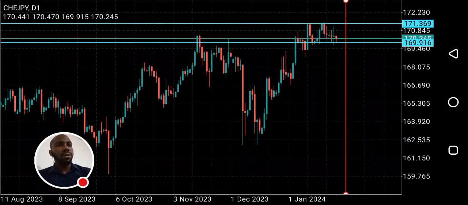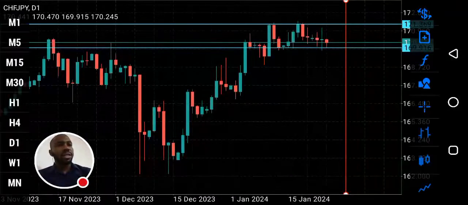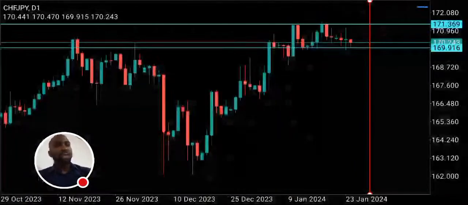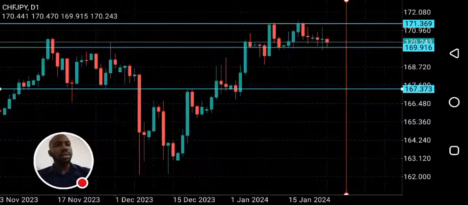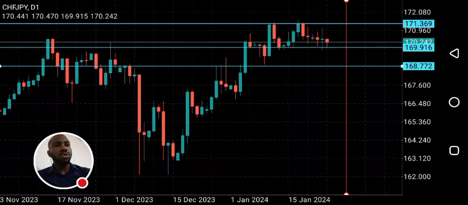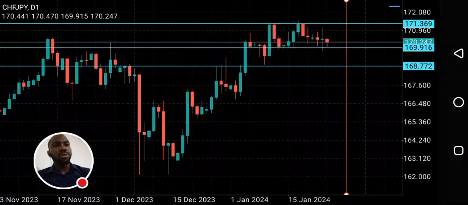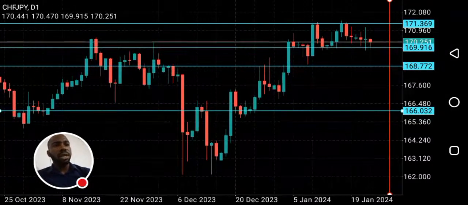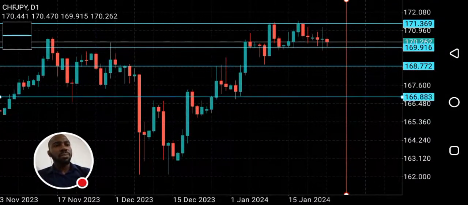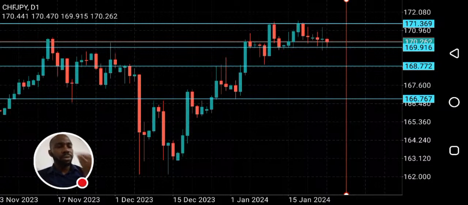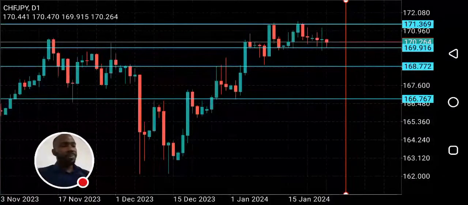Back to daily. Okay, so if you are selling, this could be your first target. Your first TP could be at this old low. If that low is cleared, if it is broken, your second target could be at this old low.